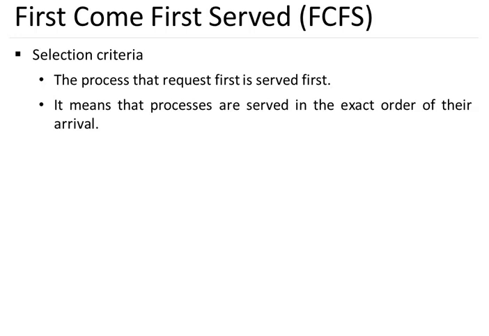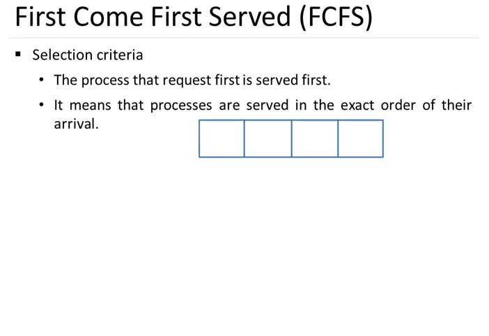Now in the first point, that is request, there is the term request. Request means a particular process in the system is requesting the CPU for its execution. So whenever a particular process requests, it will be served first. If there is one process that requests after another process, then definitely that particular process will get the CPU later, after the first process.